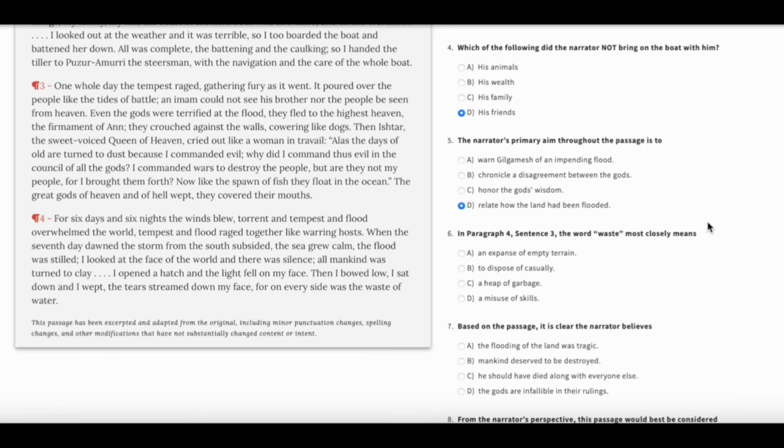Then I bowed low. I sat down and I wept. The tears streamed down my face, for on every side was a heap of garbage of water. How's answer choice C? Not really. That's trash. That's awful. Try answer choice D.